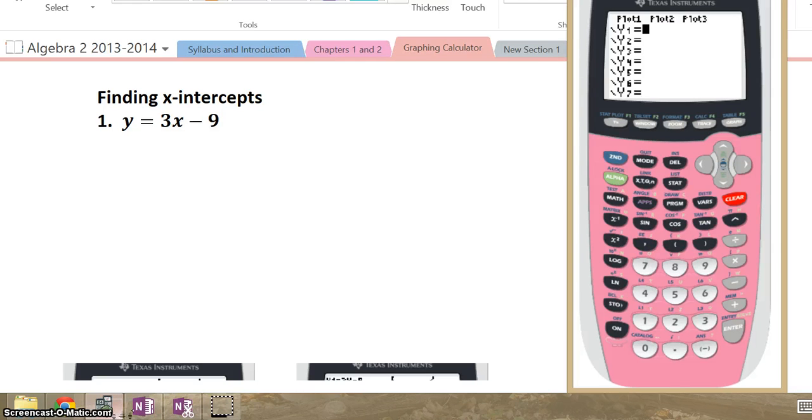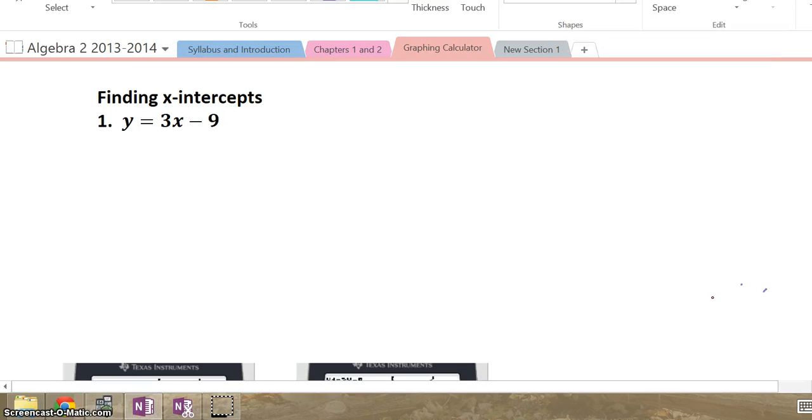So we're going to go to y equals, and we're going to enter 3x minus 9. We're going to start with a very simple one. So you want to make sure it's in the same window as mine so that everything looks the same. So you can go to zoom standard, that's zoom 6, so that you're in that same -10 to 10 window. So there's your graph. And what we need now is the x-intercept.